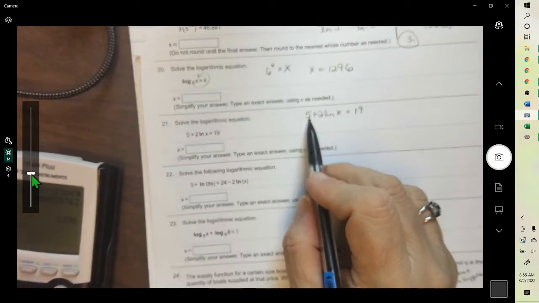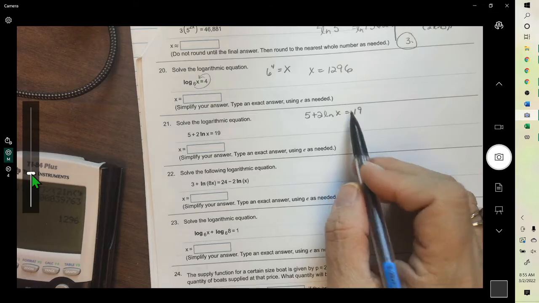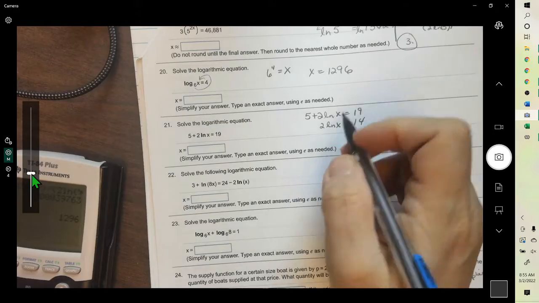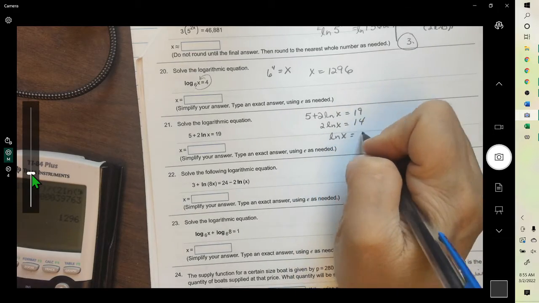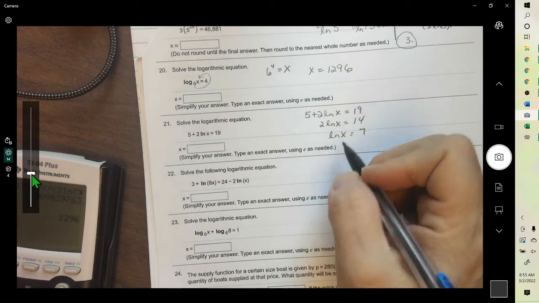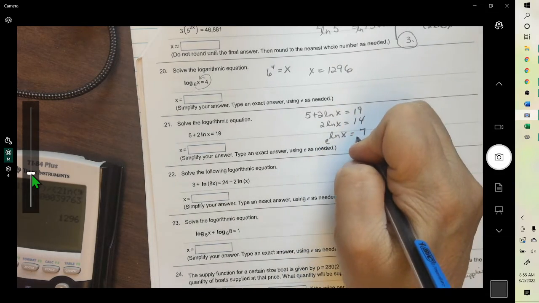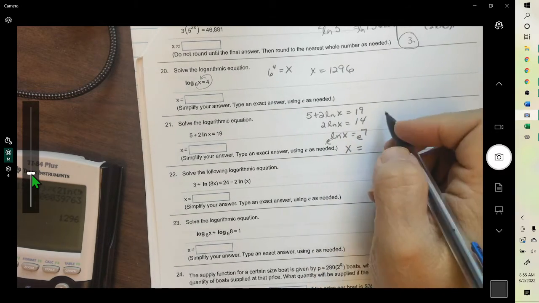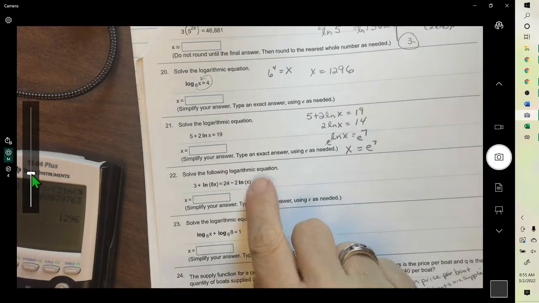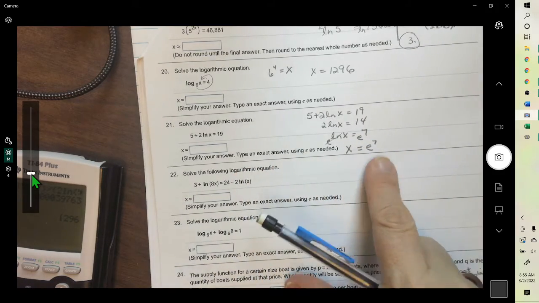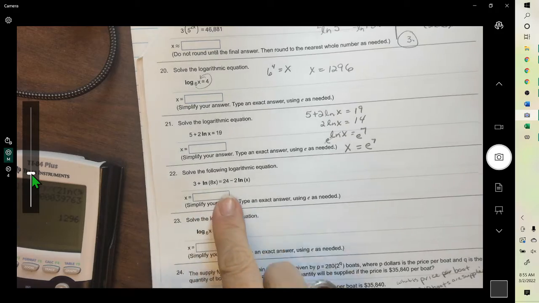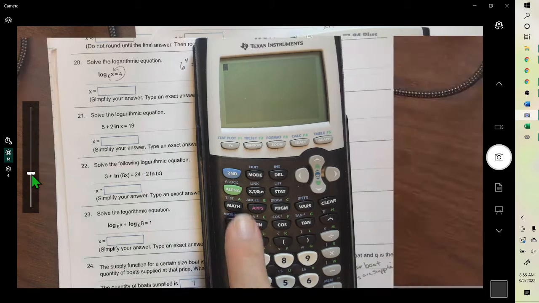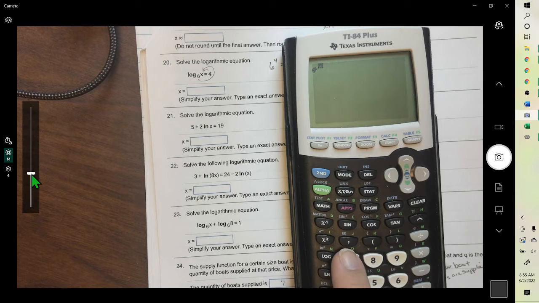Solving this one, the first thing we want to do is get the natural log by itself, so we'll subtract the 5, divide by 2, and to get rid of a natural log, you can take it to the e on both sides, because these are inverses. It's x equals e to the 7th, and they want the exact value. They want e to the 7th. If you did need the estimate, e is where your LN button is, so it would be second e, and then 7.